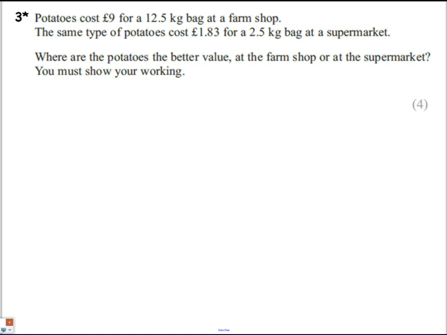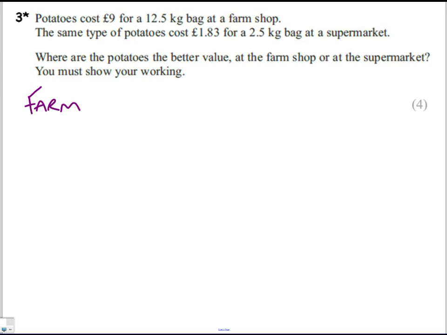Question 3. Potatoes cost £9 for 12.5 kilogram bags at a farm shop. The same type of potatoes cost £1.83 for a 2.5 kilogram bag at the supermarket. Which potatoes are the better value, at the farm shop or at the supermarket? Show your working out. So let's do the farm shop first.